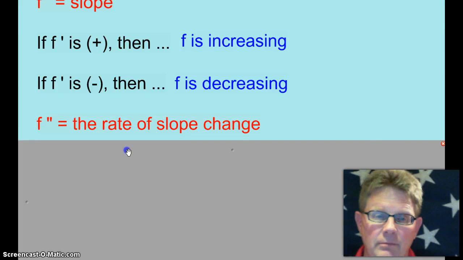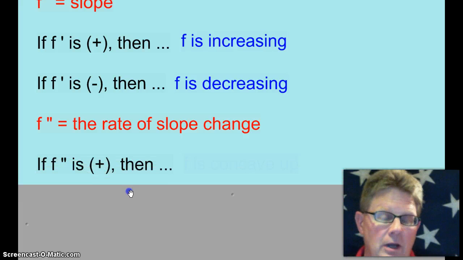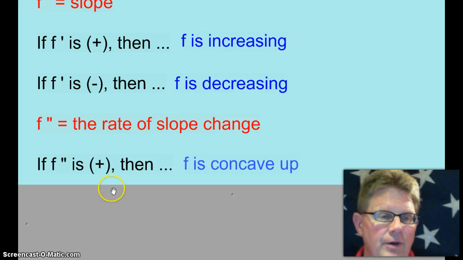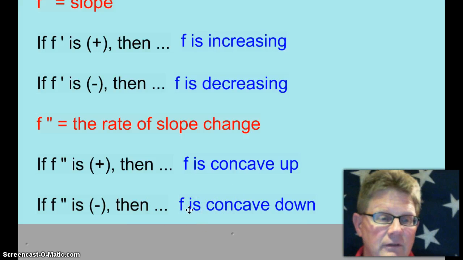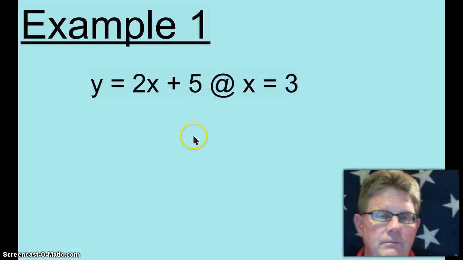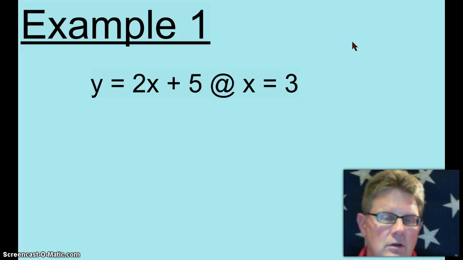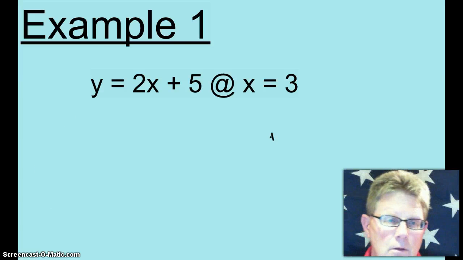Okay, f double prime equals the rate of the slope change. F double prime, if it's positive, it tells us that f is concave up. And if f double prime is negative, then that tells us that the original function f is concave down. So let's look at a couple of functions and find out whether it's increasing or decreasing, concave up or concave down.